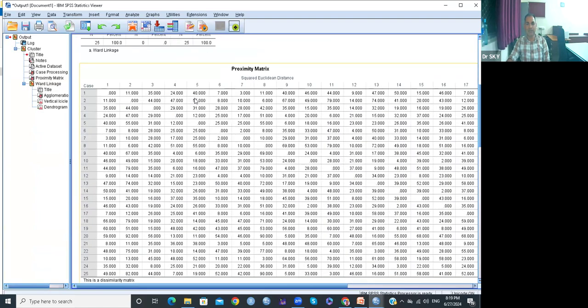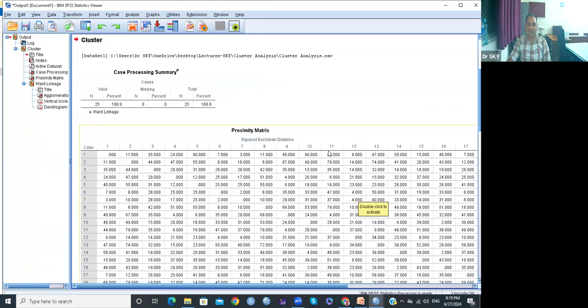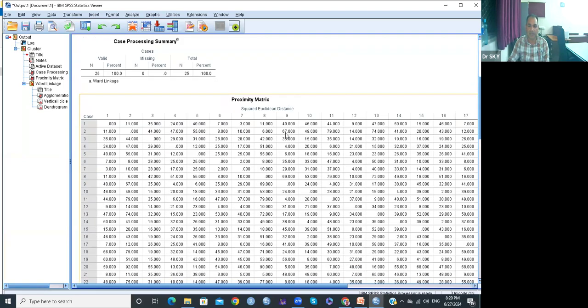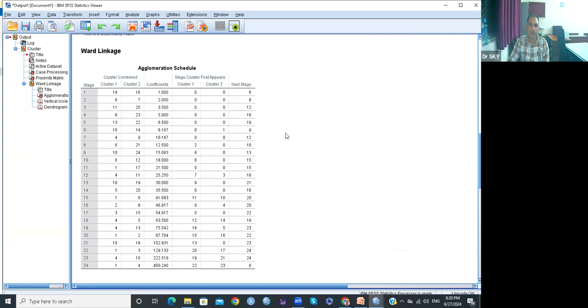So this is the proximity matrix, distance from every point to every point, and there is not very much need of it. You can see here the case processing summary: 25 persons are there and all are present. And this is the agglomeration schedule. You can see here cluster 1, cluster 2. Already there are 2 clusters only. And through Ward linkage, you can see this is cluster combined, and this is stage cluster.